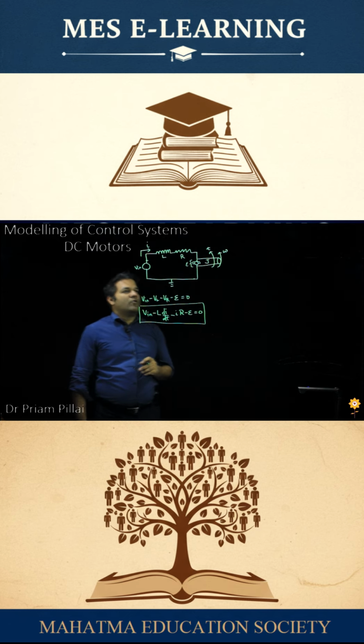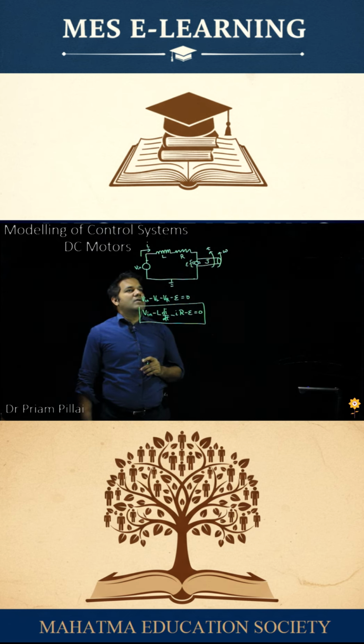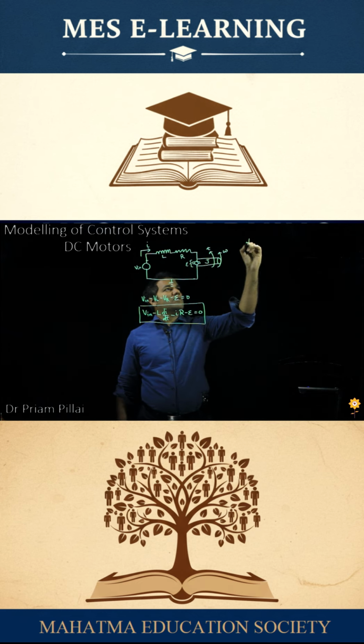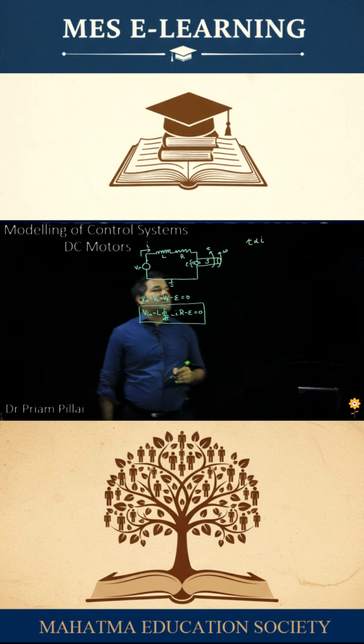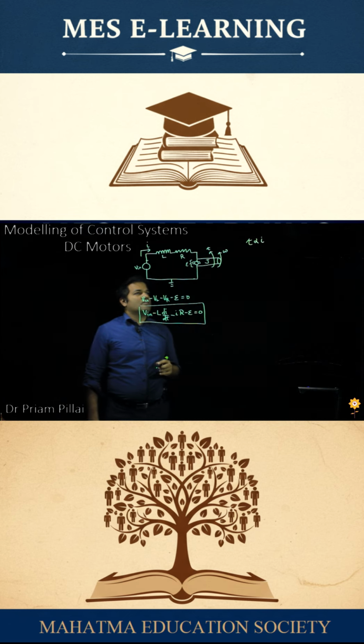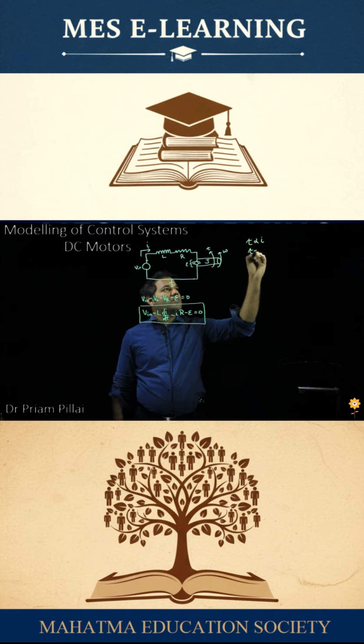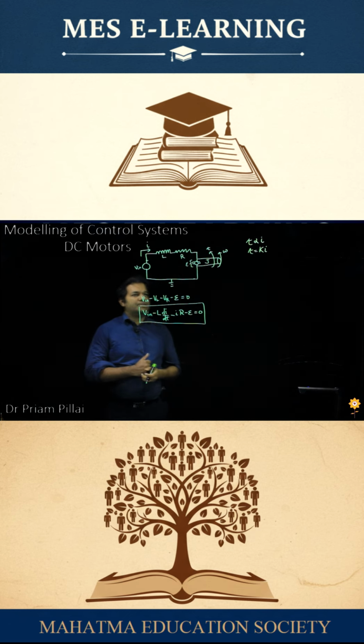Another thing to note about a DC motor is that the torque is going to be proportional to the current. Now the torque will equal K times the current, where K is something that we call the motor constant.